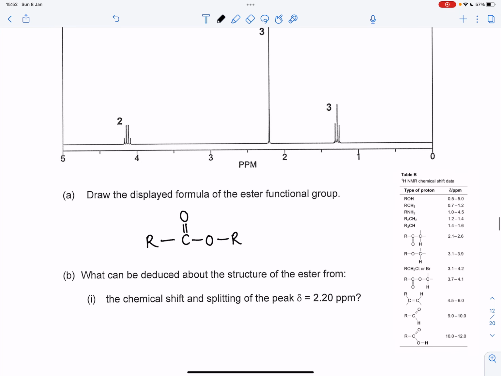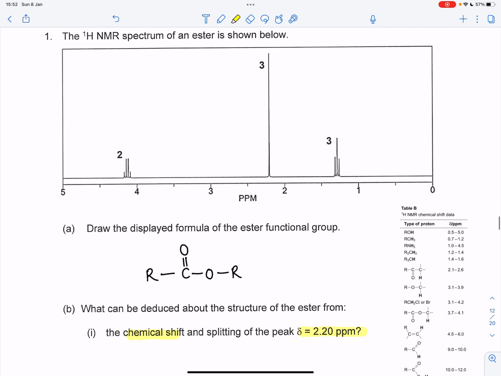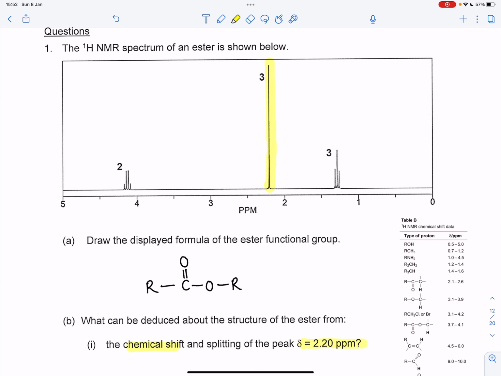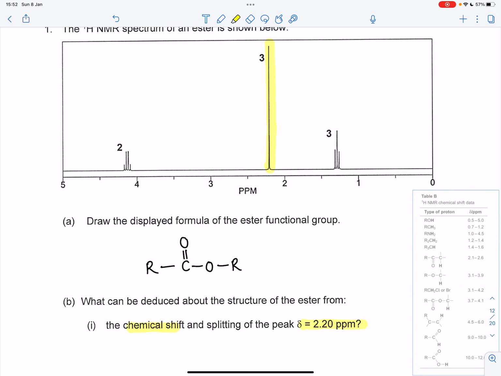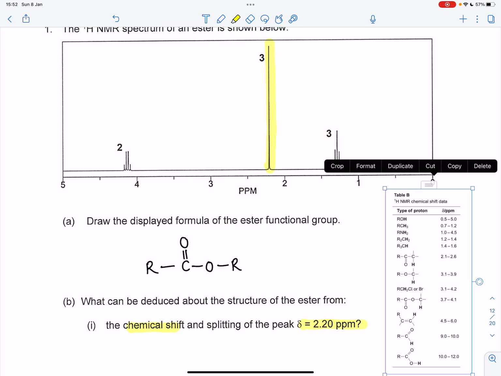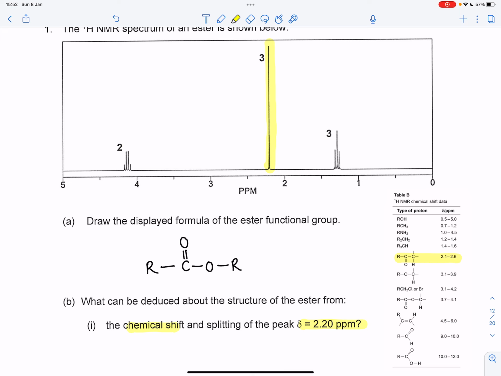And then we've been asked what can be deduced about the structure of the ester from the chemical shift. So the chemical shift at delta 2.20. So we're talking about this peak here. And we're going to look up 2.20 on our data sheet, which I've just put a little snippet of. And it's likely to be this here, because although there may be other things like ROH, alcohol, 0.5 to 5, we know that our structure is an ester, so it has C=O, so it's likely to be this 2.1 to 2.6. So that's what we can probably tell from the chemical shift.